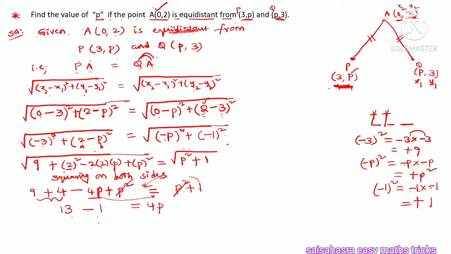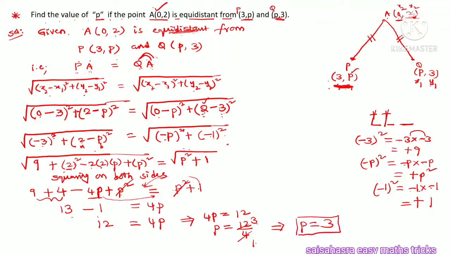So 13 minus 1 is 12. 12 equal to 4p. We can write that implies 4p equal to 12. From this, p is equal to 12 by 4. 4 is multiplying, if you transpose, it will divide. 4 one time 4, 4 3 times 12, 3 by 1 is 3 only. That implies p is equal to 3. In the question, they are asking us to find the value of p. So the value of p is 3.